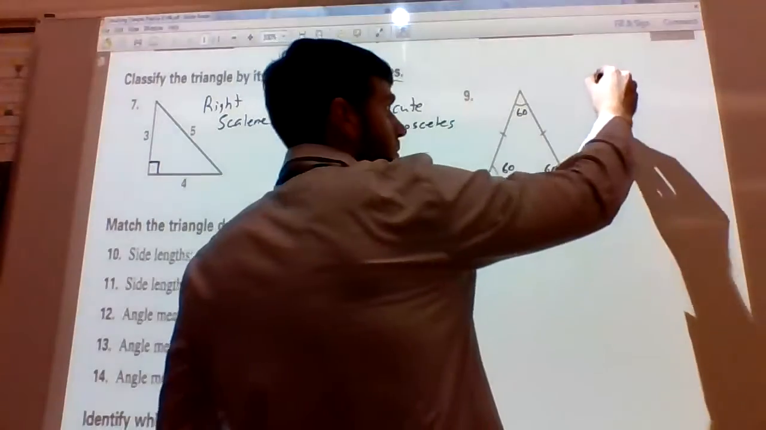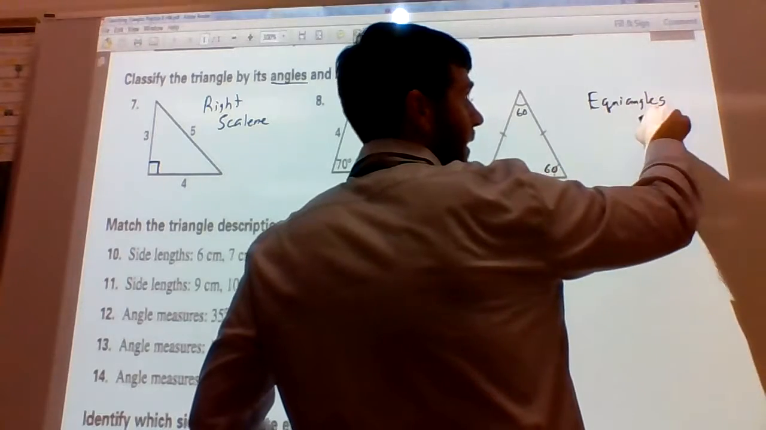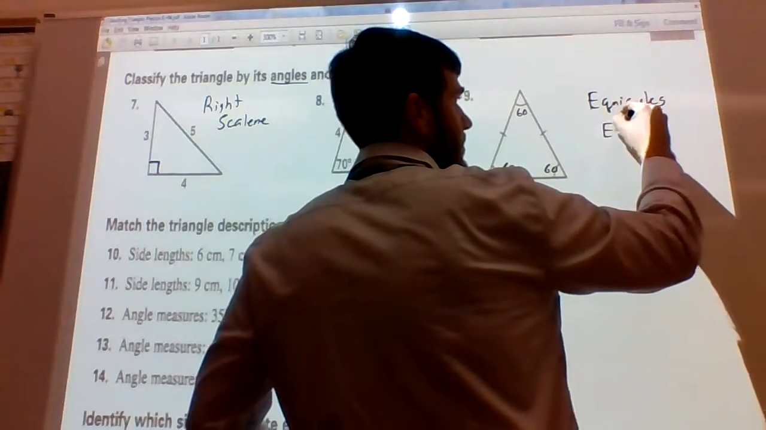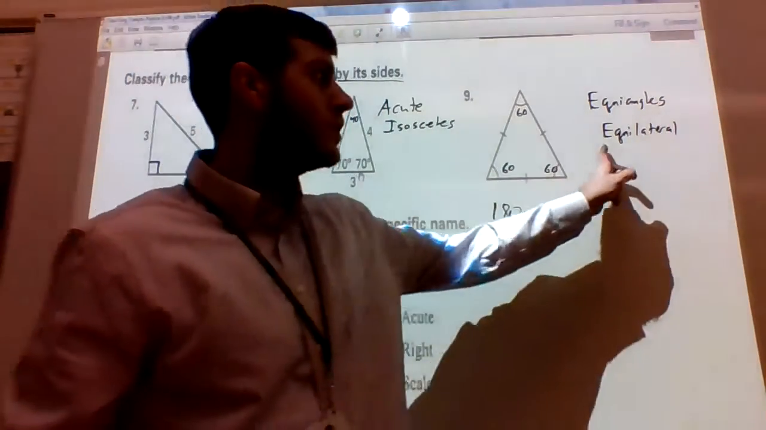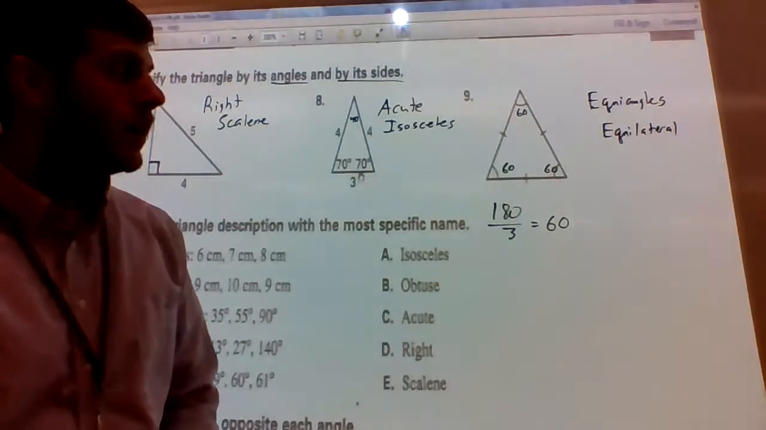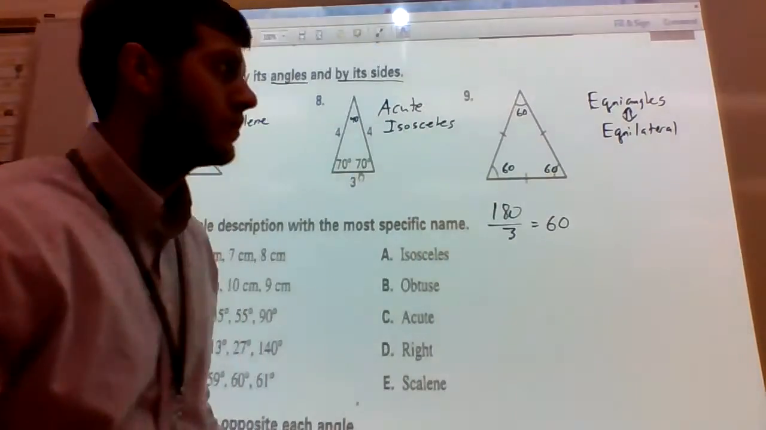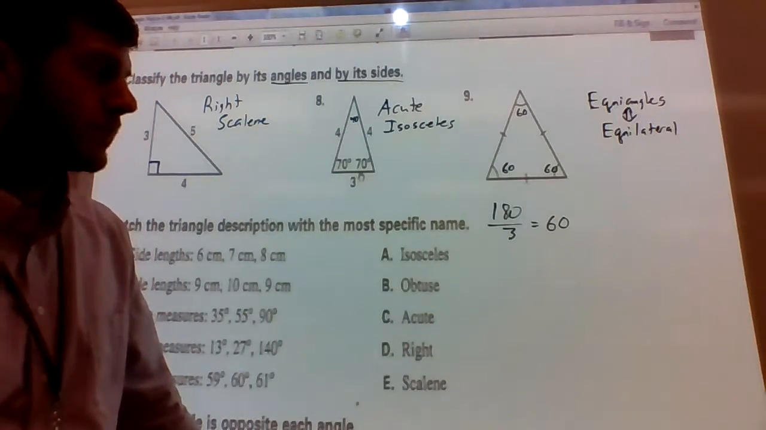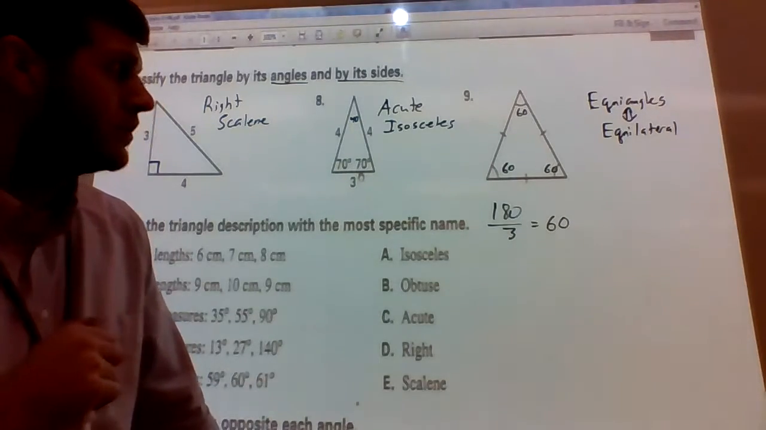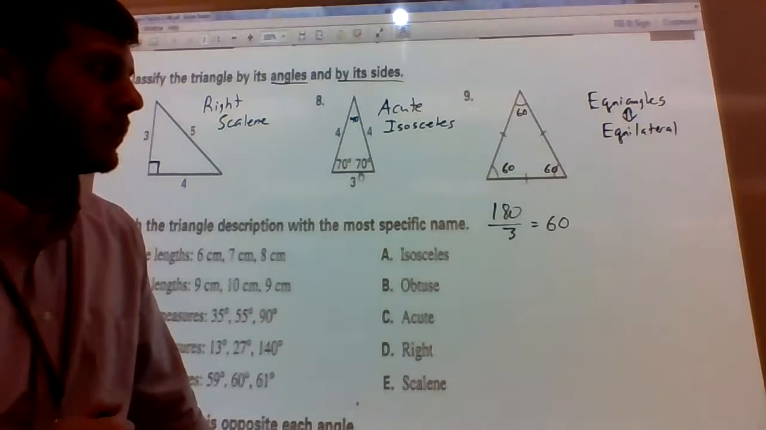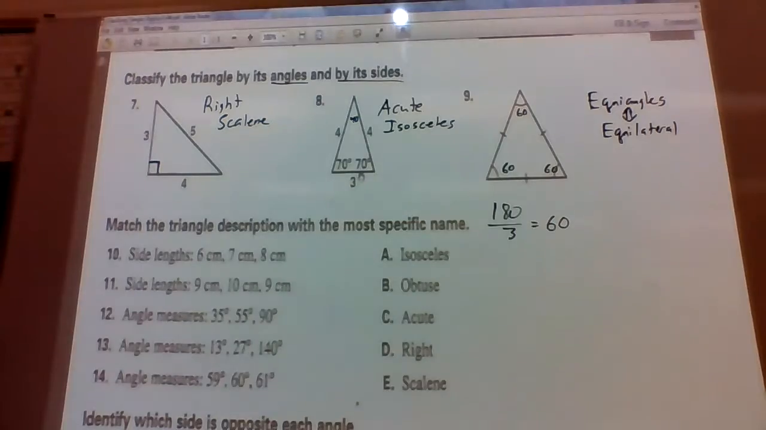So this is equiangular. Equal angles. Equiangular, equal angles. And then for the sides, it's going to be equilateral. Again, lateral means sides, so equal sides. Okay. All equiangular triangles are going to be equilateral, and all equilateral triangles are going to be equiangular. And you could also call this an acute equilateral triangle. That would also work. But equiangular is better.